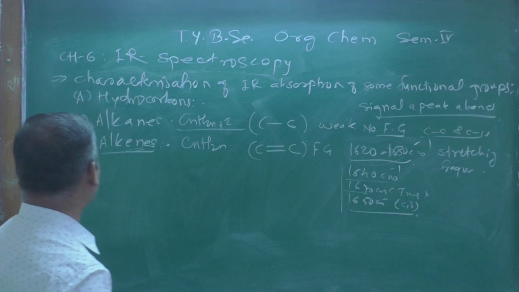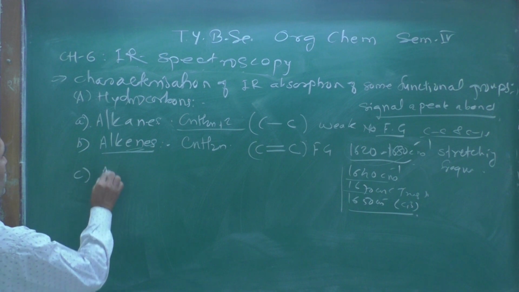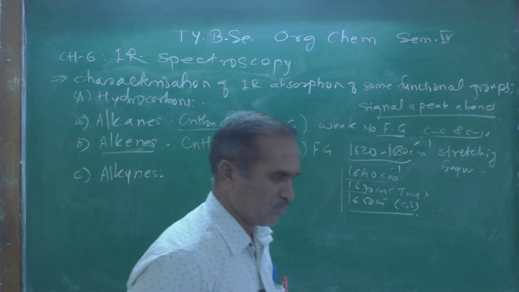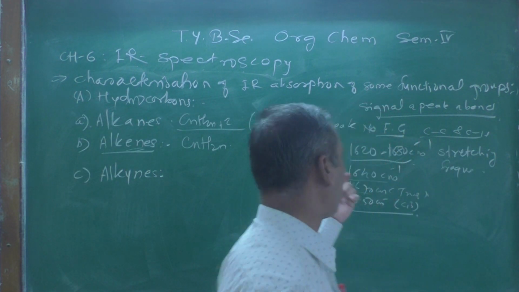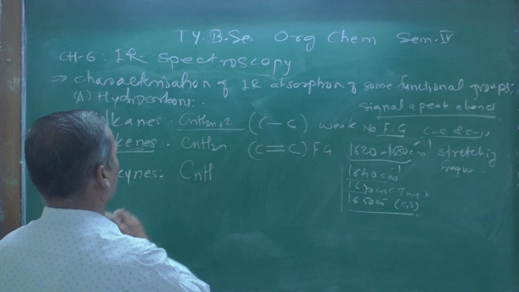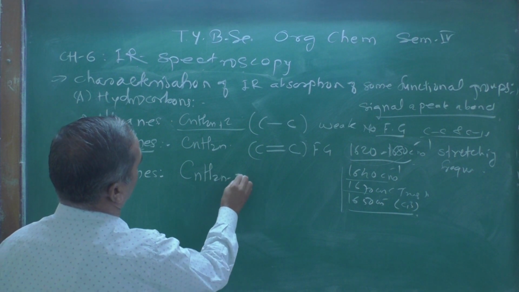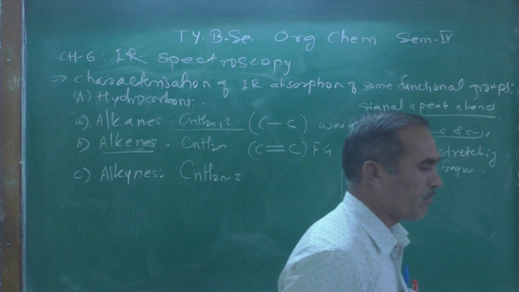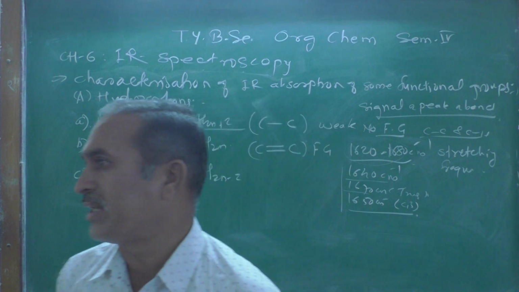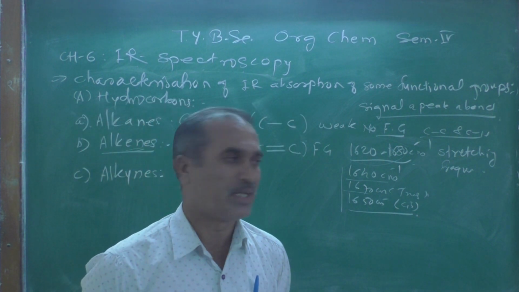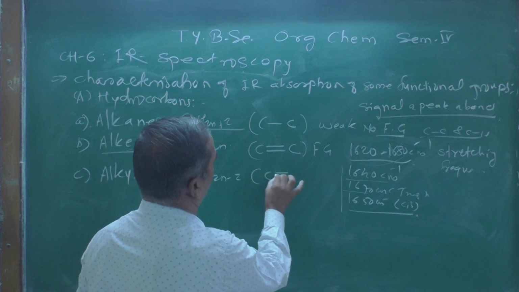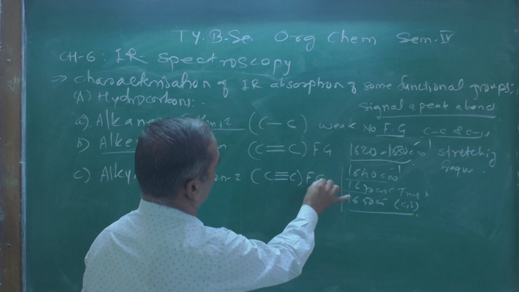Let's move on to the next one, the third one, alkynes. As with the previous two, the general formula of alkynes is CnH2n-2, and the simplest molecule of alkyne is acetylene. The functional group present there is the carbon-carbon triple bond.